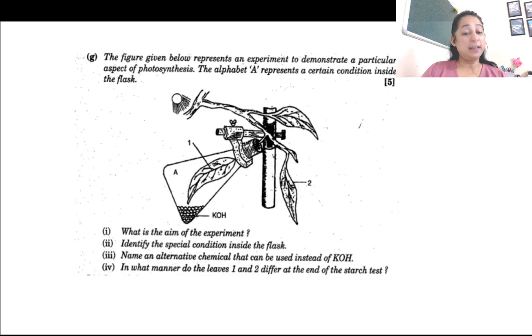Next, here it's again an experimental question. Here they have put KOH. KOH जहां पे भी होता है, it absorbs carbon dioxide. So aim is to prove that CO2 is necessary for plants. हर question के लिए I am giving you a tip.